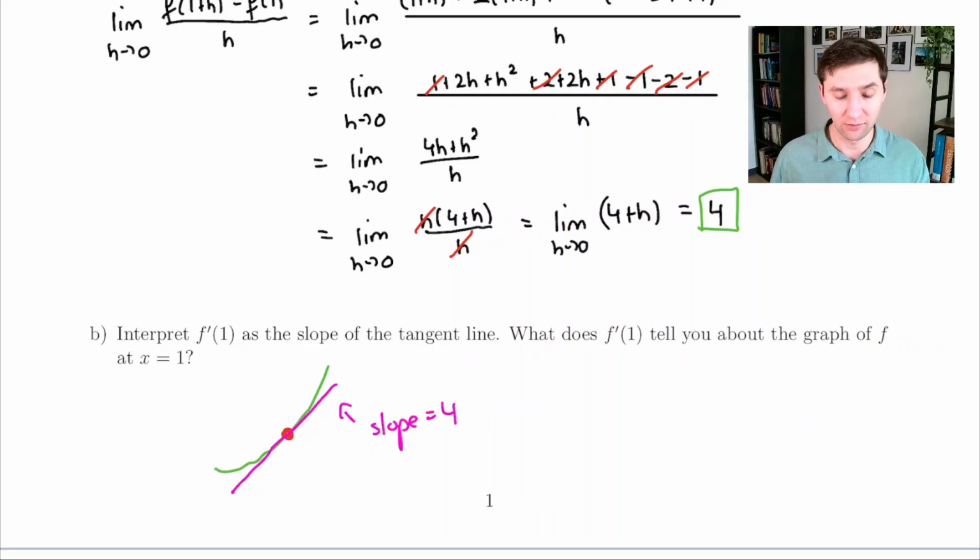What is the meaning of this number? We can say that slope of 4 indicates that the tangent line is increasing, which means that the original function also increases near x equal to 1. What's more, it increases quite fast. 4 is a rather large number.